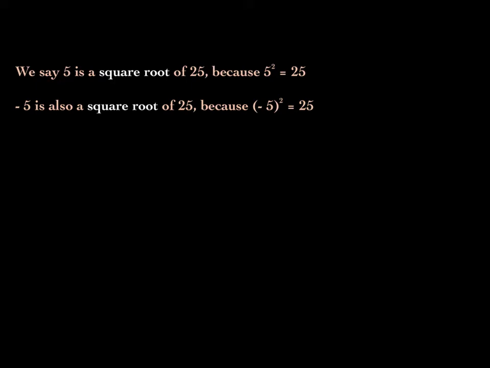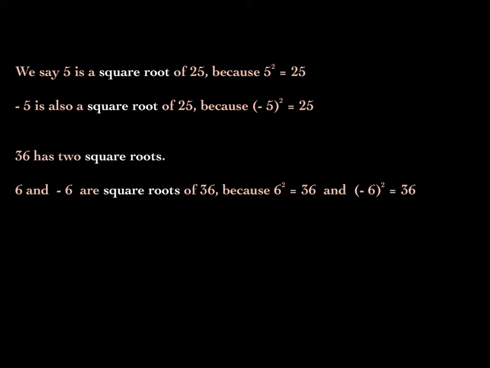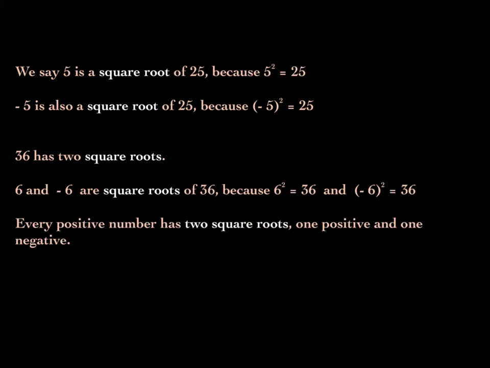Let's talk about another number. How about 36? Can you name the square roots of 36? So 36 has two square roots as well. 6 and -6 are square roots of 36 because 6 squared is 36 and -6 squared is also 36. So what we're noticing is that positive numbers have two square roots. Like, for example, what are the square roots of 100? 10 and -10. That's right. So every positive number has two square roots. One of them is a positive square root, and the other is a negative square root.